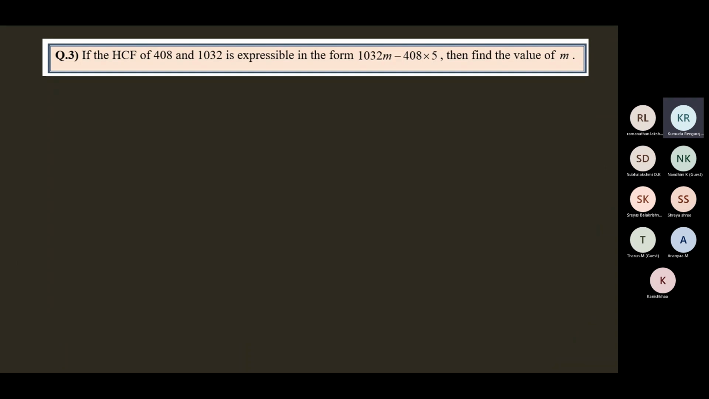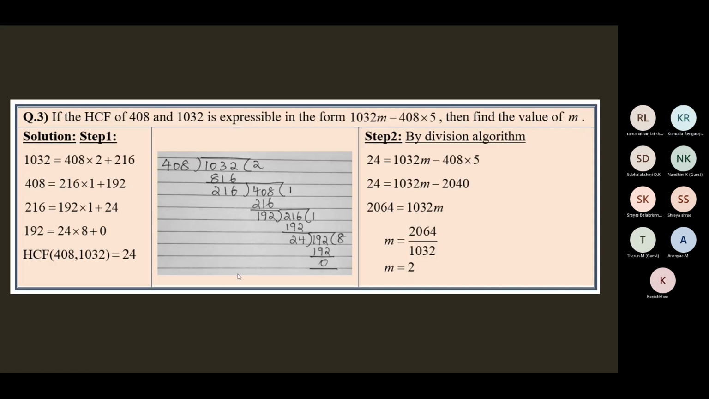See this? If the HCF of these two numbers is expressible in this form, then find the value of M. So here what you have to do is, you have to first find the HCF of 408 and 1032, because it's given that the HCF can be expressed in the form 1032M minus 408 into 5. It's very simple. Just find the HCF of the two numbers.